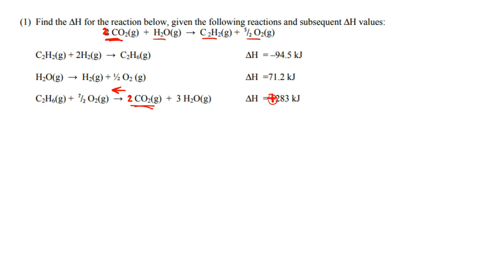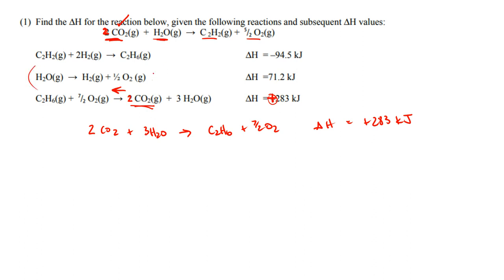I like to rewrite my equations going the way that I want them to go. So I'm going to go ahead and rewrite this equation, because it's easy for my brain to keep things organized if I see them like this. So now I've got my 2 CO2s, 2 CO2s, check. I need 1 water. I have 3 waters, I need 1. So I need to find a way to get rid of 2 of these guys.